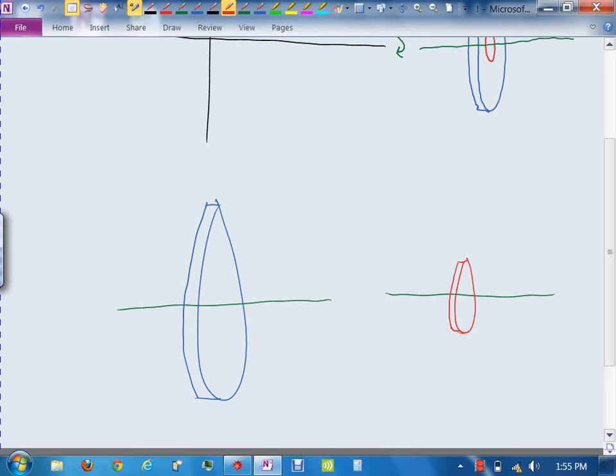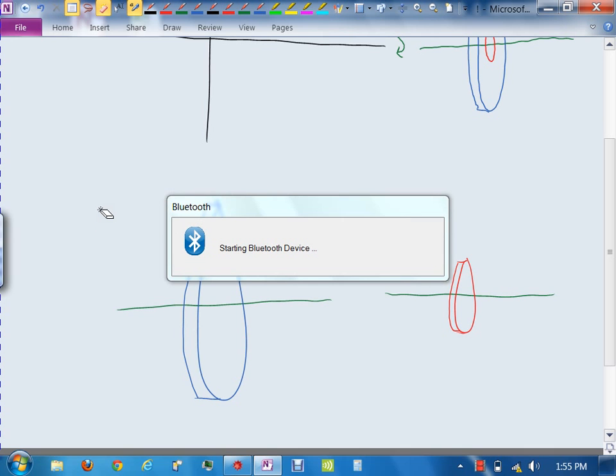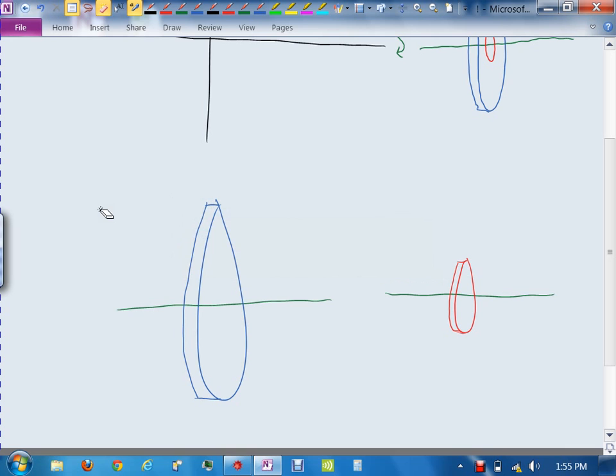Whoa, oh, I lost my stylus. There it comes. I think I'm picking up someone's Bluetooth.